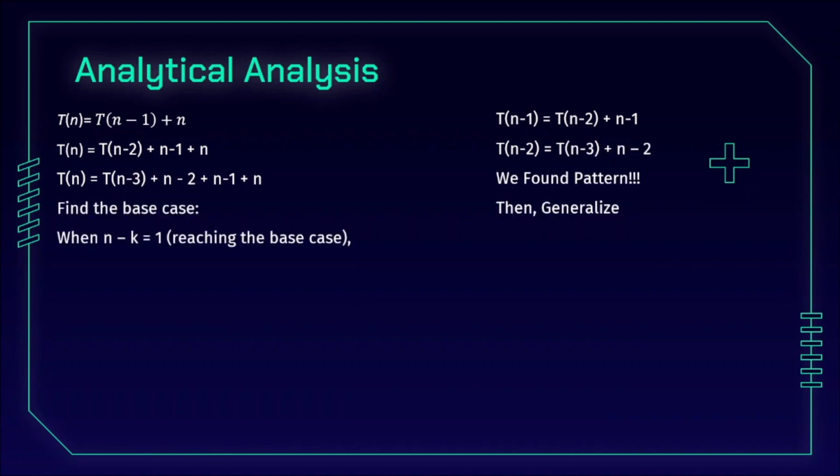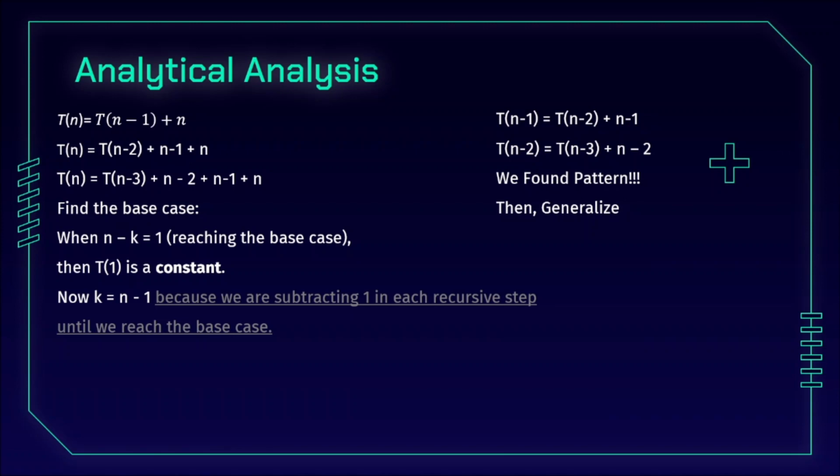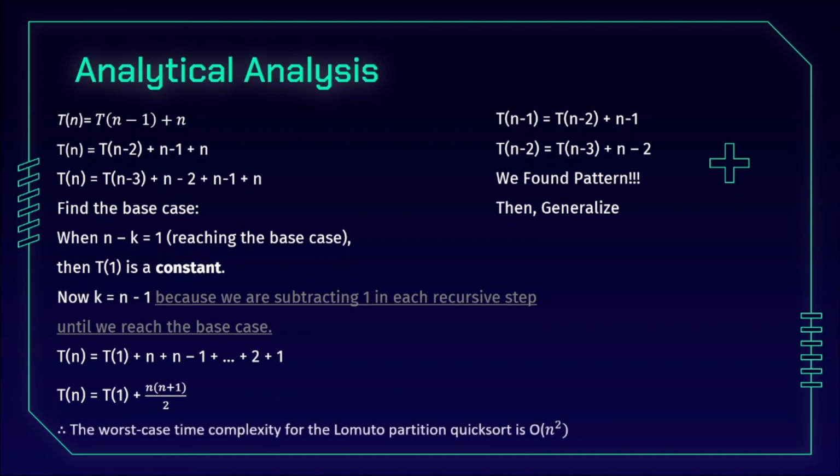First, we find the base case. When n-k equals 1, it means it reached the base case and k is equal to n-1. Because we are subtracting 1 in each recursive step until we reach the base case. Now our T(n) is equal to T(1) + n-1, and so on until 2 + 1. The final T(n) is equal to 1 plus n, multiplied by n plus 1 over 2. Which means the worst-case time complexity for the Lomuto partition quicksort is O(n squared).